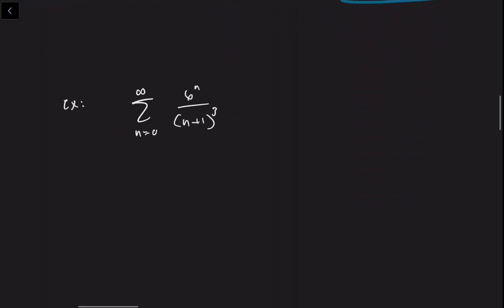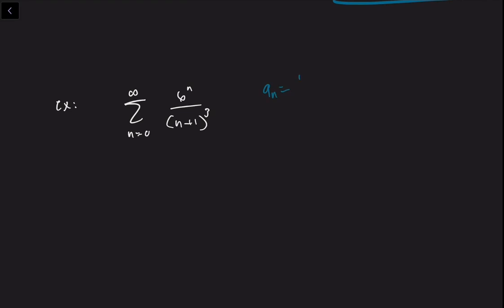How about this one? Let's try this one. I like to just do my a sub n and then my a sub n plus 1, 6 times 6 to the n over n plus 2 squared, or cubed.